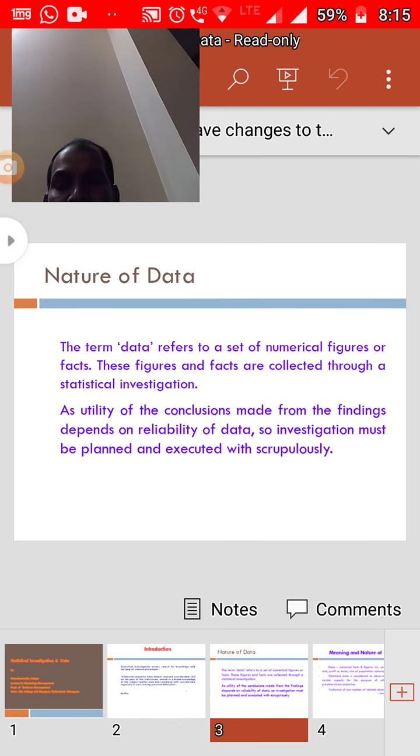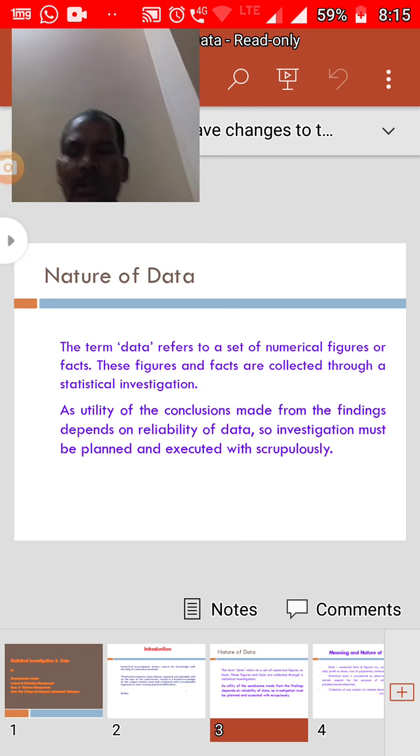We will discuss what is the nature of data. The term data refers to a set of numerical figures or facts. These figures and facts are collected through a statistical investigation. Since the utility of the conclusions derived from the findings of that statistical investigation depends upon the reliability of data, the statistical investigation must be planned carefully and executed properly. Further, the investigator has to select an appropriate method of collecting accurate data.